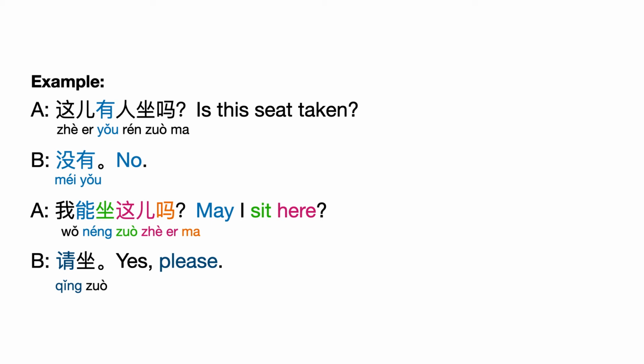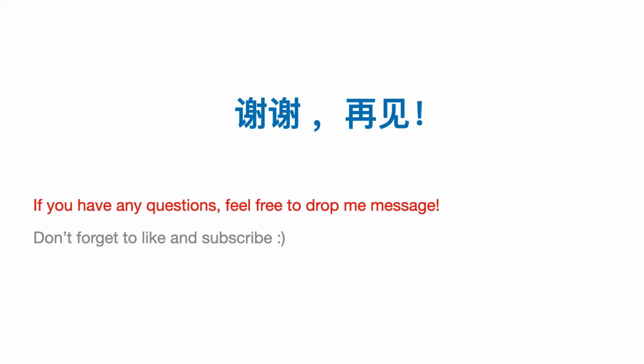Let's repeat. 这儿有人坐吗?这儿 Here. 有 Is there. 人 People. 坐 Sit. 吗 Is used at the end to indicate a question. 没有 When you put 没有, it means there isn't. 我能坐这儿吗? 我, I, 能, may, 坐, sit, 这儿, here, 吗, a question. 请坐, 请, please, 坐 is sit.